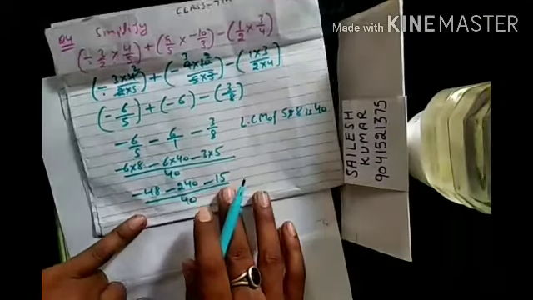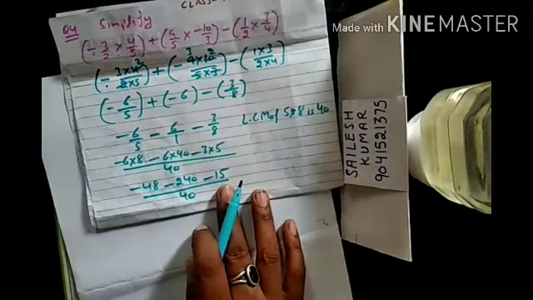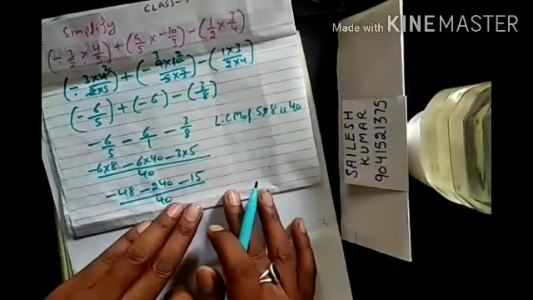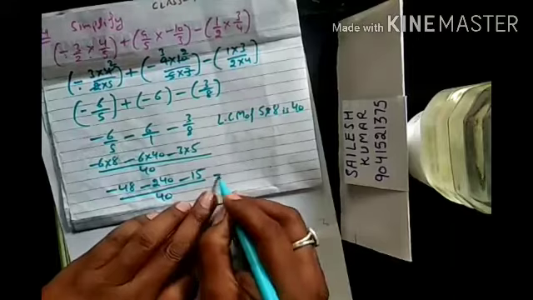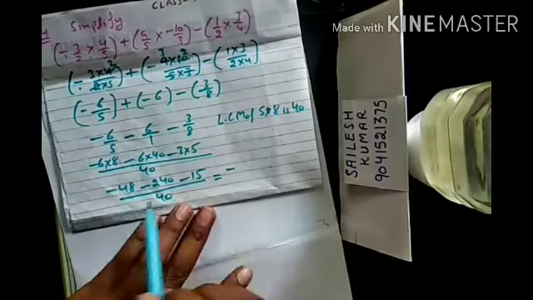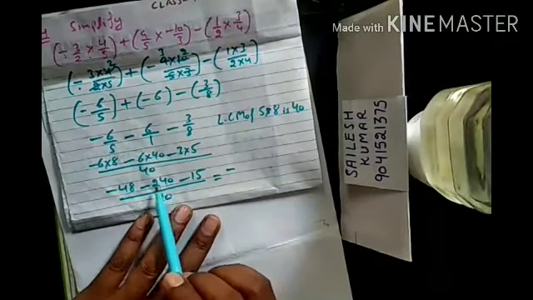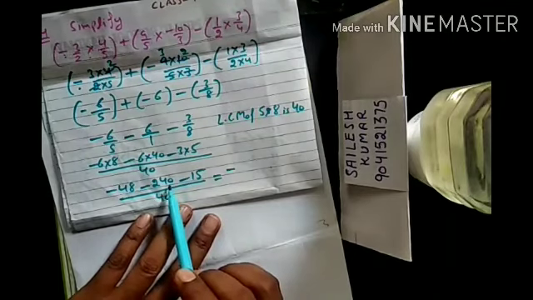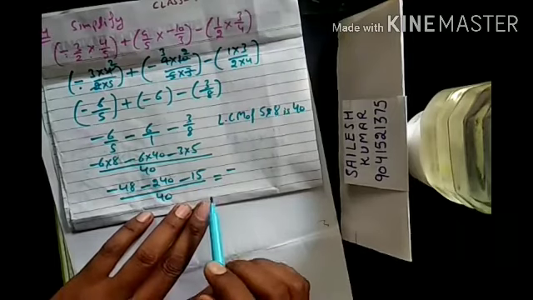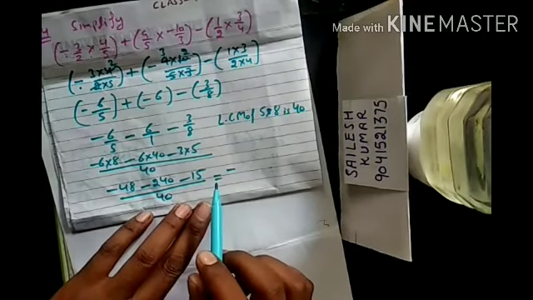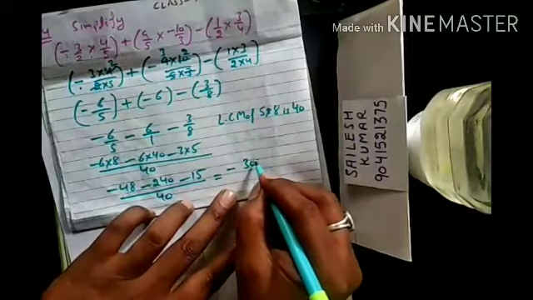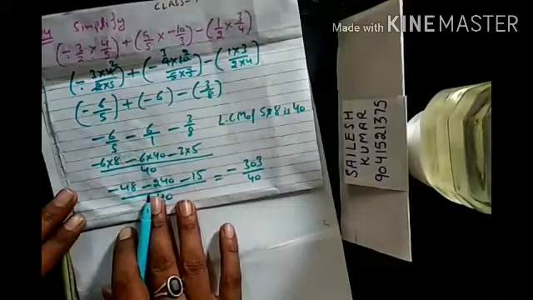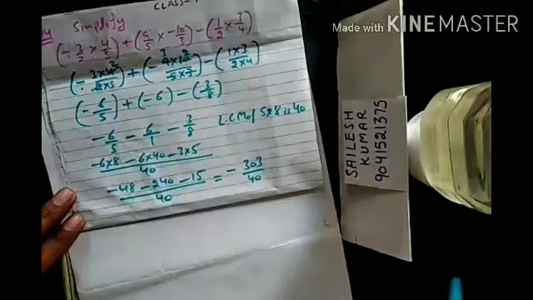Now all the 3 values are negative, it means they have like signs, so we will add all these and write the common symbol. What is the common symbol? Minus, and we will have to add all these. 48 and 240, that is 288, 288 and 15, that is 303. This 303 is the answer. Now we get the answer of the simplification of this question.